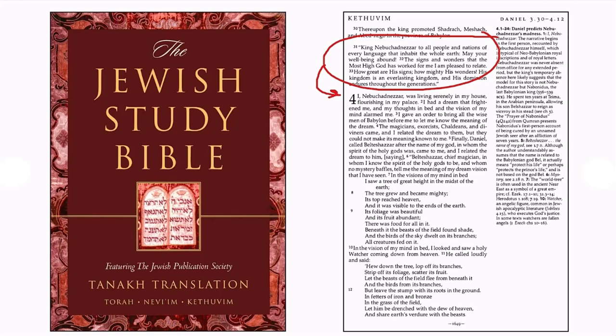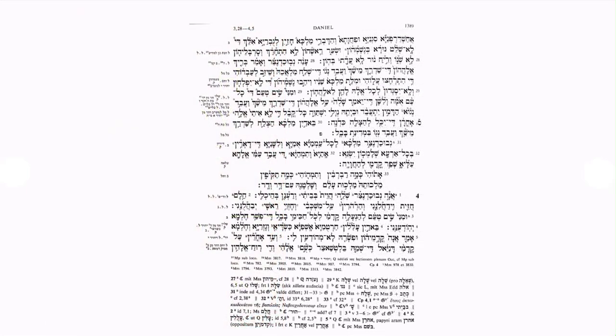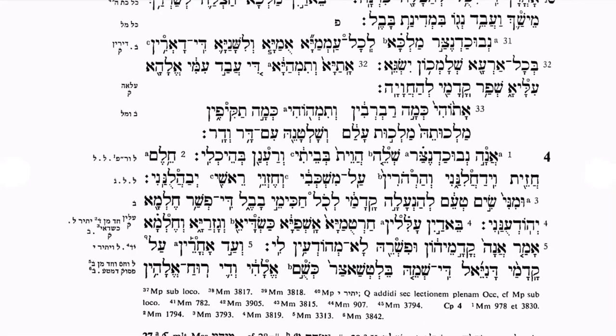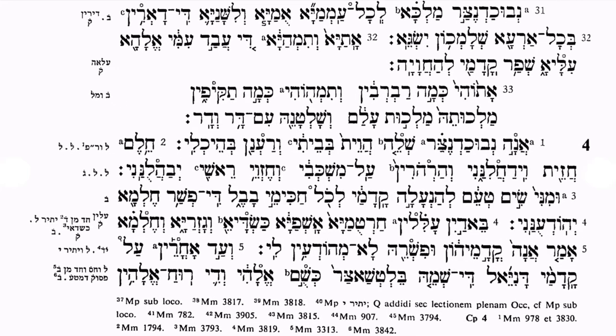Well, this is the result of differing traditions of verse numbering. So let's go to our Hebrew Bibles, our Biblia Hebraica Stuttgartensia. We notice that there is indeed this content at the end of chapter 3, verses 31 to 33, functioning as sort of a doxology at the end of the story of Daniel chapter 3, rather than an introduction to Daniel chapter 4. Where do these differing systems of verse numbering come from?